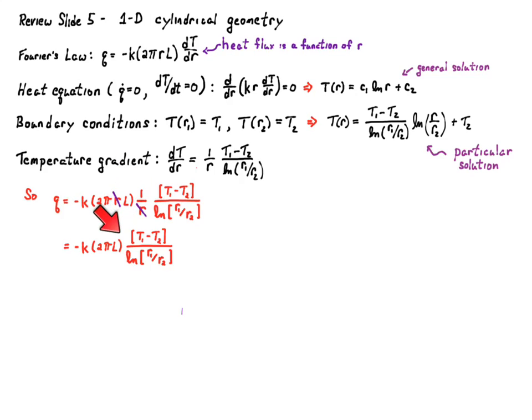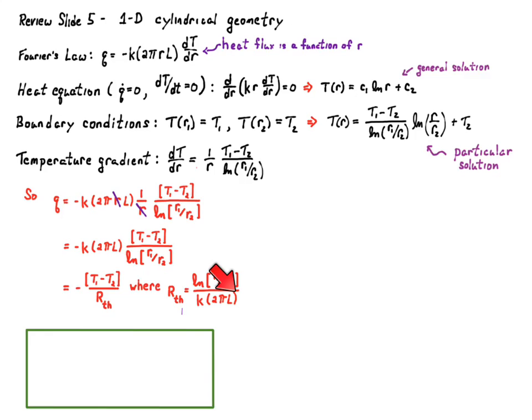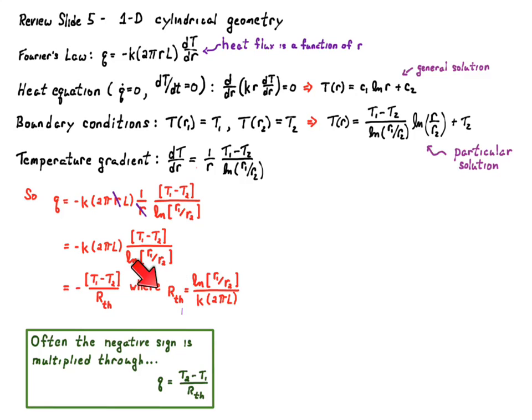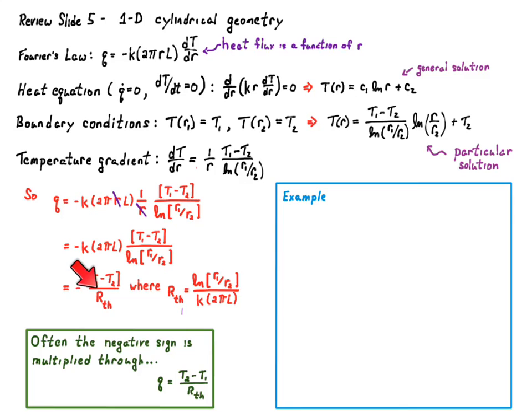So having taken the R's out here, and now combining terms, we can introduce the thermal resistance for cylindrical geometry, and we're writing the expression here. And again, we have it as a function of known geometry, R1 and R2, the thermal conductivity of the material, and this length, which may or may not be specified. Often, as typically shown in your textbook, this negative sign will be multiplied through, which flips the order of T1 over T2. So sometimes you want to be careful about that.